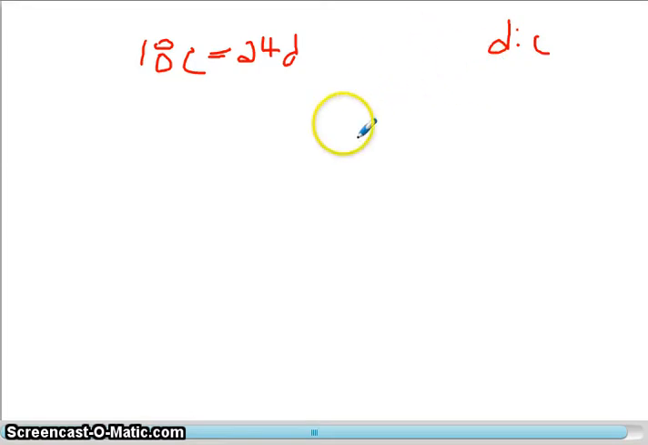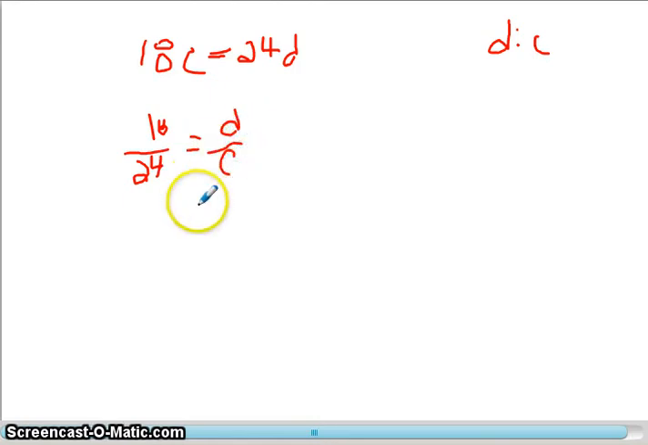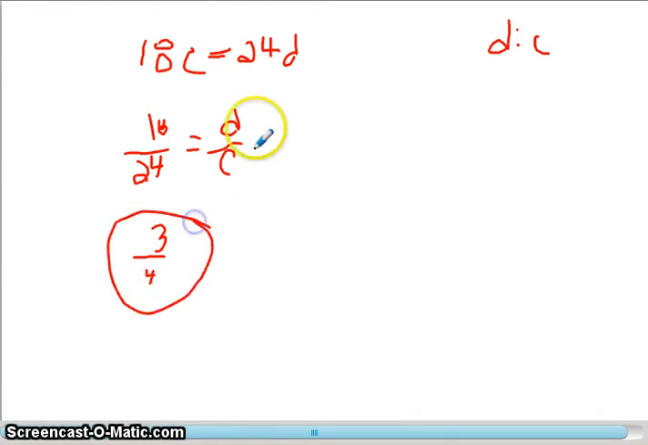Alright, so we need to get C over here. We need to get the 24 over here. So I want to divide by 24 on both sides, and then divide by C on both sides. So I'll have 18 divided by 24 equals my D over my C. Then I want to reduce this real quick. 18 and 24 both have a 6 in it, so that's going to be a 3 to a 4. And that's actually our answer. That's my D over C. I could write it 3 to 4, but that's what it's after.